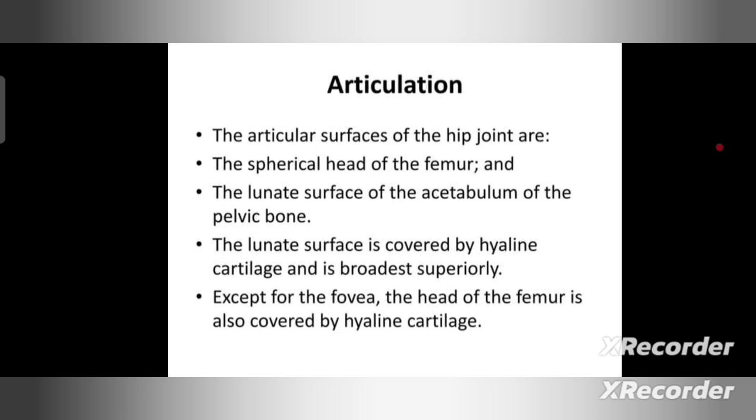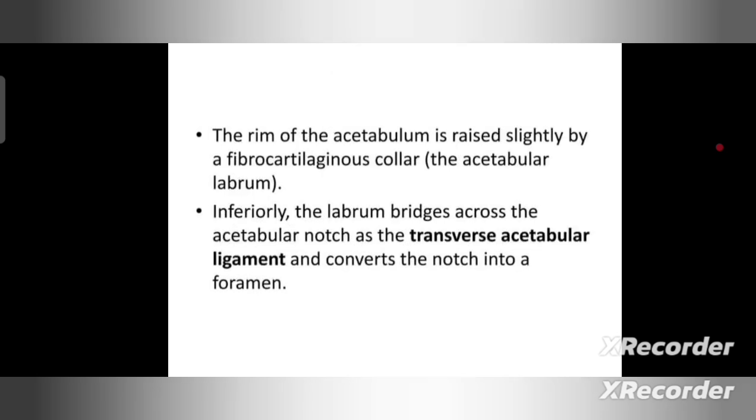Next is the articulation. The articular surfaces of the hip joint are the spherical head of the femur and the lunate surface of the acetabulum of the pelvic bone. The lunate surface is covered by hyaline cartilage and is broadest superiorly. Except for the fovea, the head of the femur is also covered by hyaline cartilage. The rim of the acetabulum is raised slightly by a fibrocartilaginous collar, that is the acetabular labrum. Inferiorly, the labrum bridges across the acetabular notch as the transverse acetabular ligament and converts the notch into a foramen.